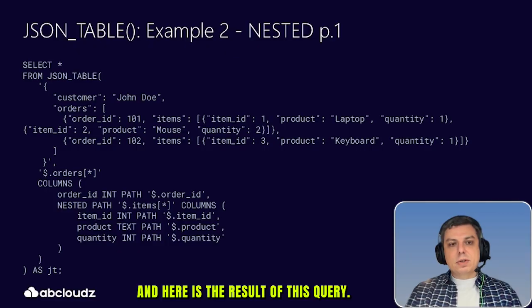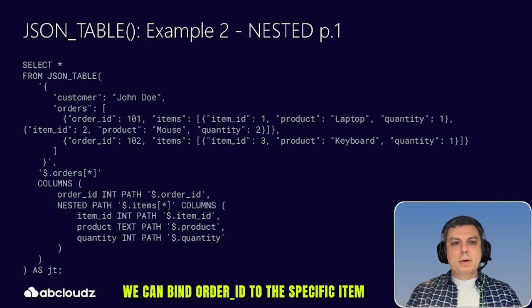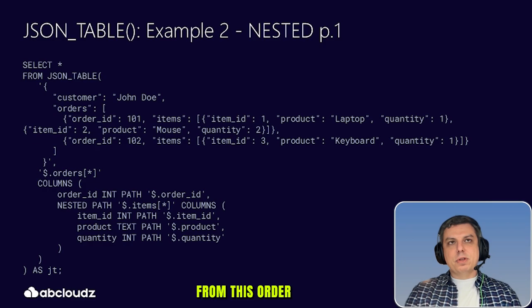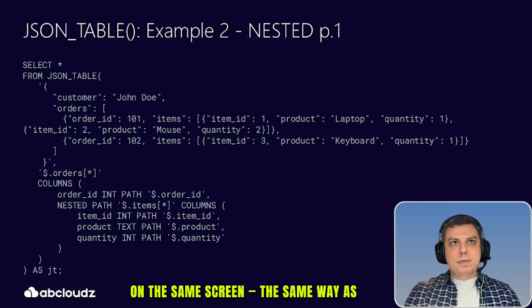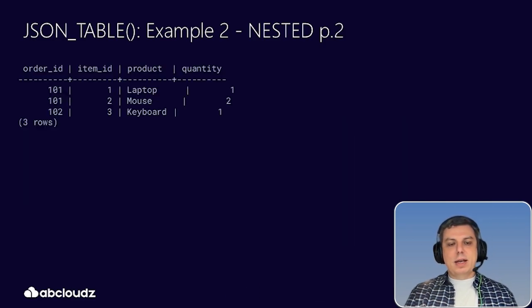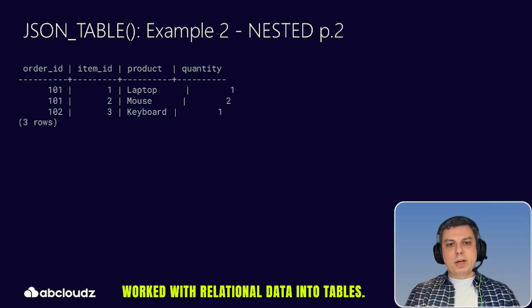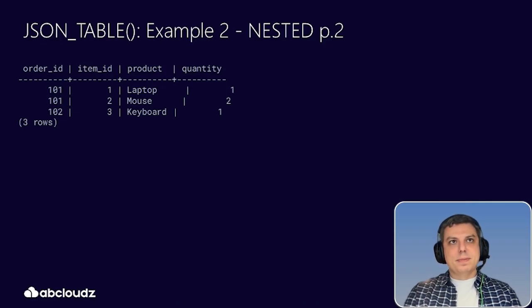And here is the result of this query. As you can see, we can bind order ID to the specific item from this order on the same screen, the same way as if we worked with relational data in tables.